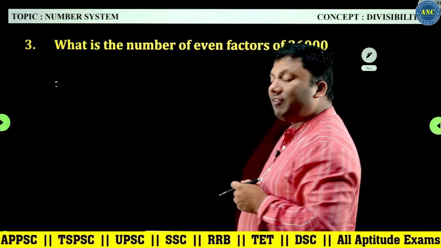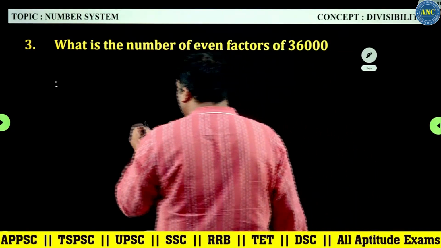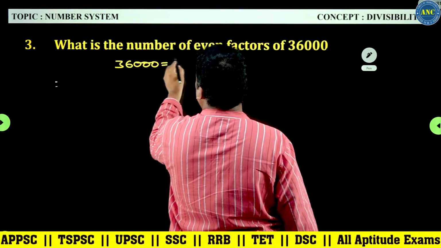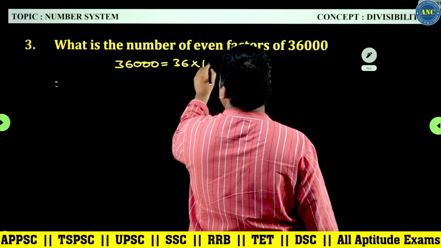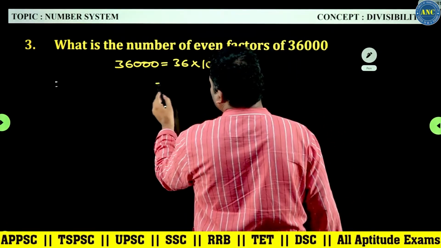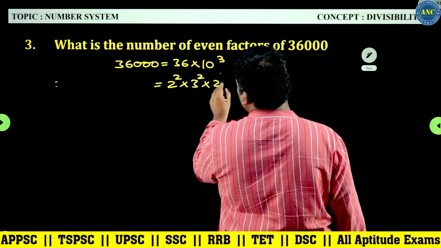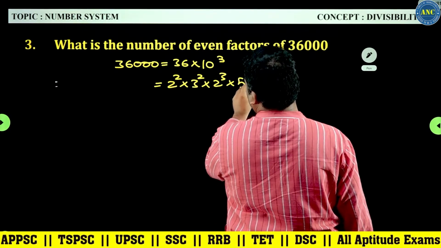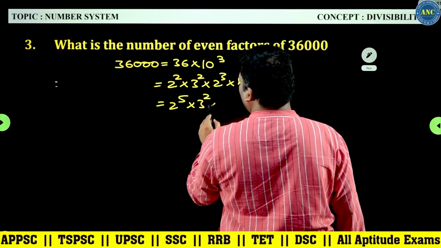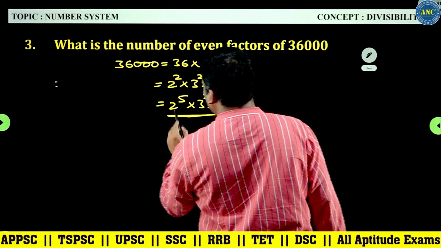What is the number of even factors for 36,000? What exactly is 36,000? 36,000 as a product of prime factors is 36 into 10 cube. 36 can be written as 2 square into 3 square. 10 cube is 2 cube into 5 cube. So it is 2 power 5 into 3 square into 5 cube.